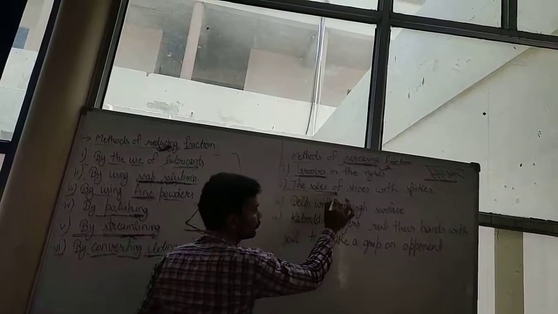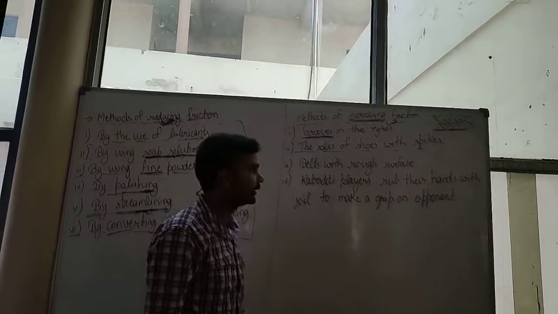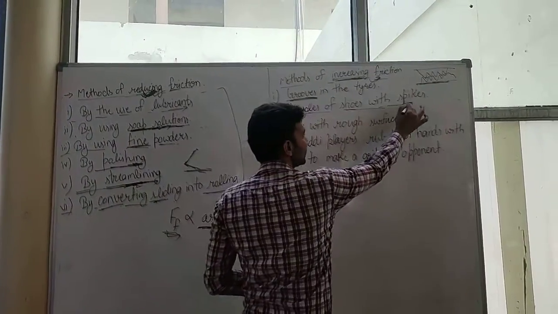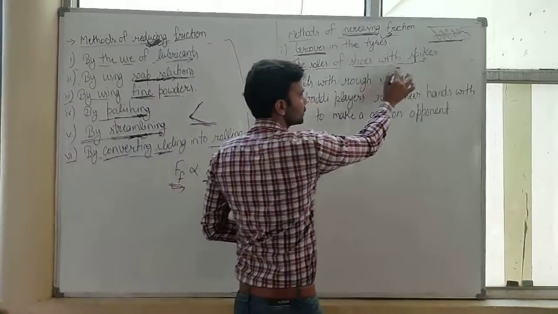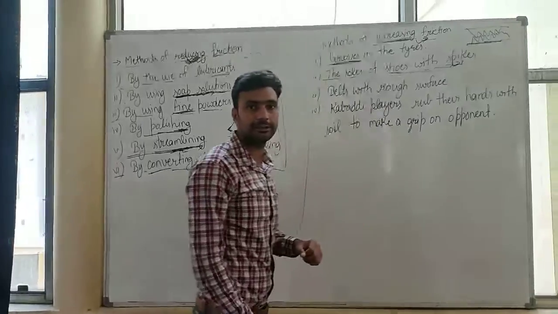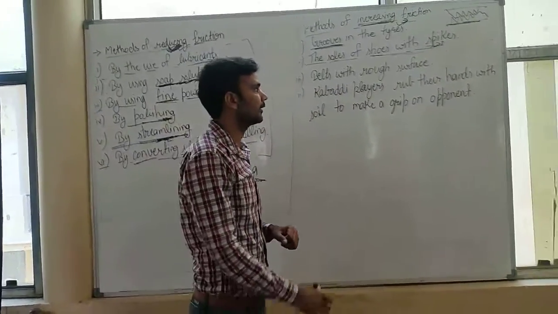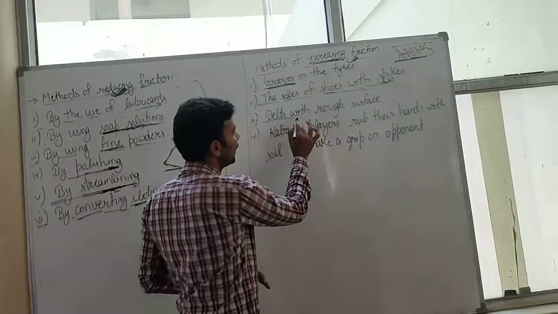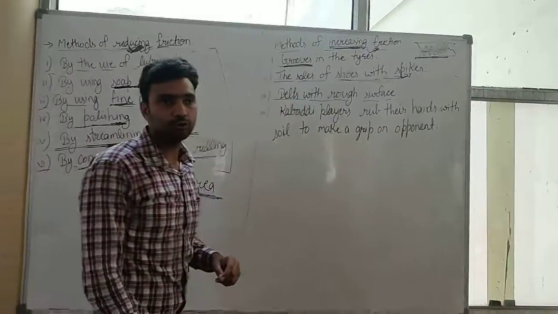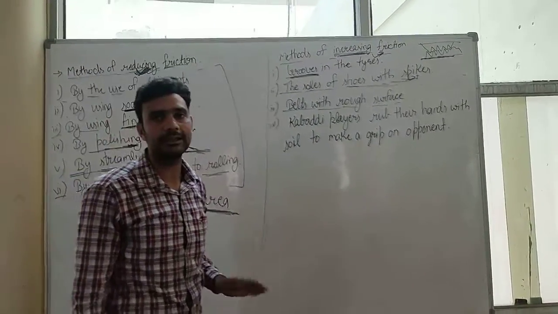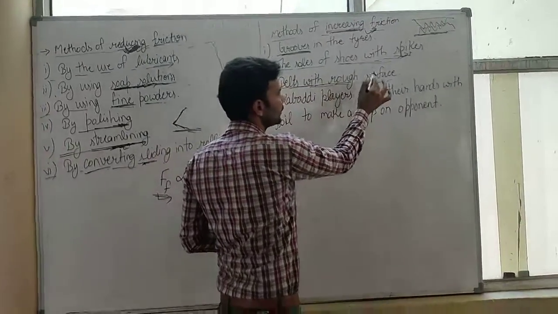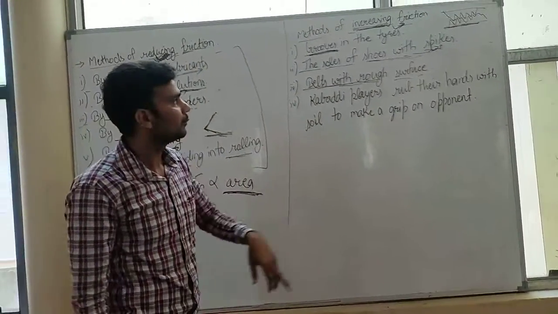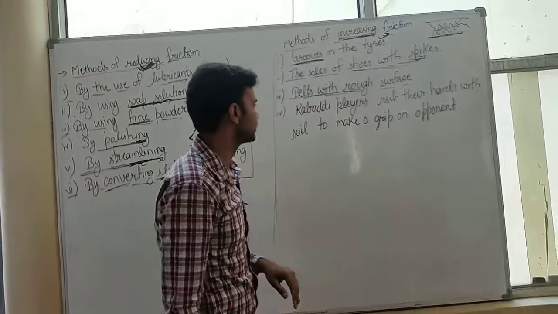Second, the soles of shoes with spikes. Players use spikes in their shoes because spikes increase the frictional force. When the spikes enter the earth, they increase the frictional force, so the players can easily run or move. Third, a belt with a rough surface. If we use a smooth belt, then it will easily slide on another surface. So we use a belt with a rough surface, so it will not slip, because friction will increase.